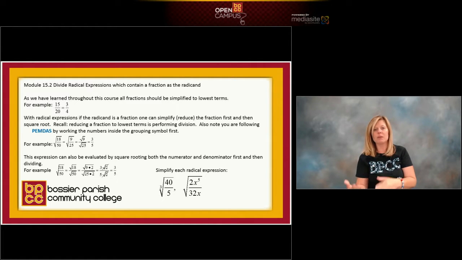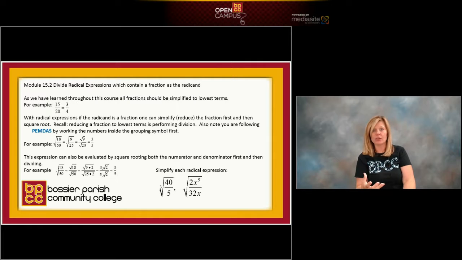18 divided by 2 would give 9. 50 divided by 2 would be 25. So now our radicand inside the radical sign is 9 over 25. And we all know that fraction's in lowest terms. So now our expression is square root of 9 over 25. But we can't leave that. You can't leave a fraction in a radical sign. You need in your radical sign a whole number.